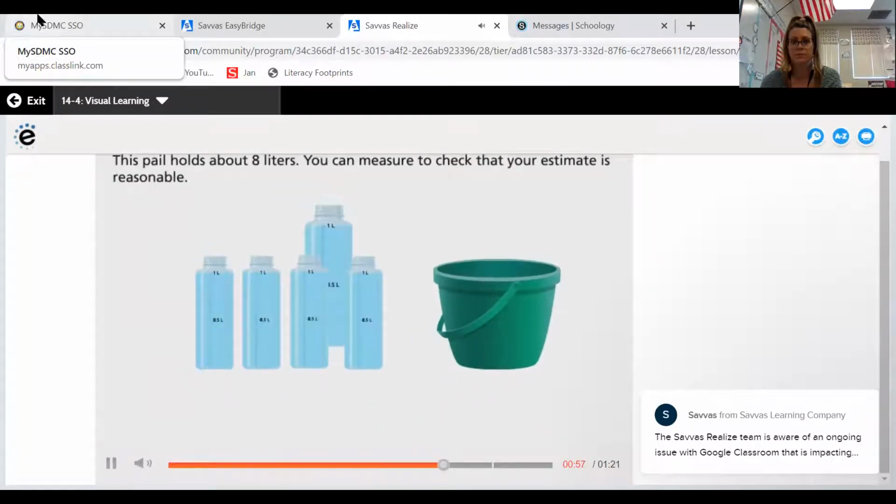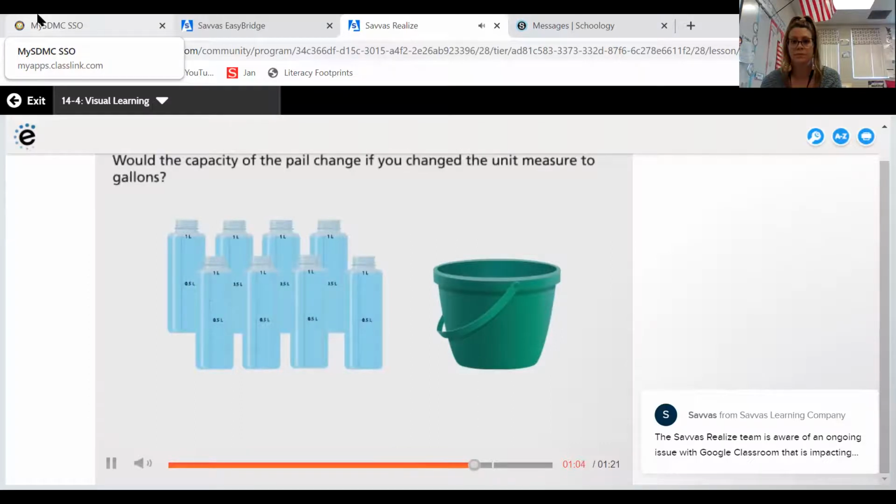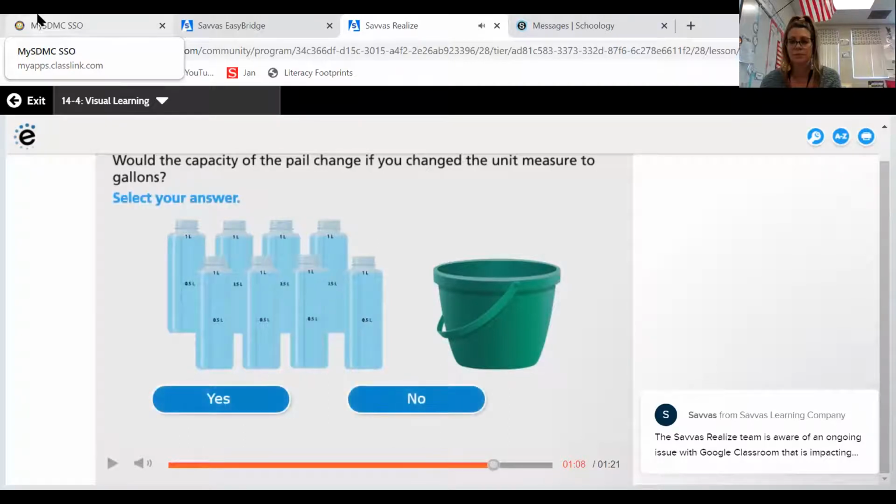This pail holds about 8 liters. You can measure to check that your estimate is reasonable. Would the capacity of the pail change if you change the unit measure to gallons? Select your answer. All right, so let's stop and think about that.